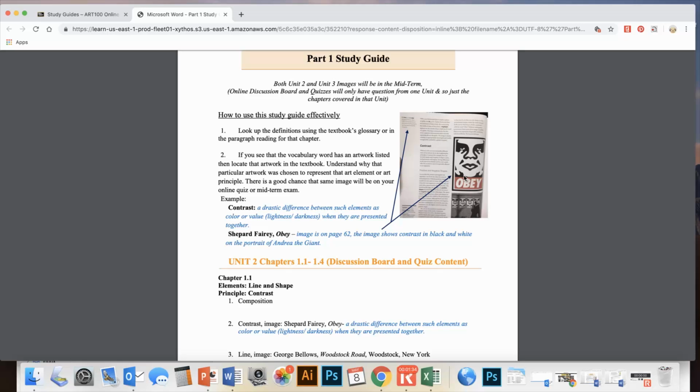Because for example, on both your midterm and on your quiz, I'll have an image of this artwork and I'll say, okay, is it A, line, B, value, C, contrast? And you need to understand so that you select contrast out of those multiple choice options.